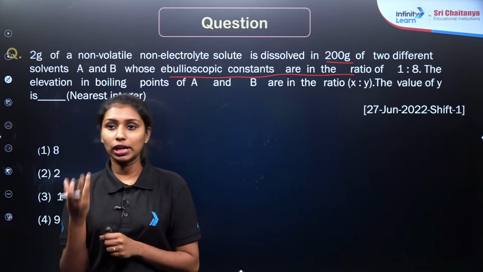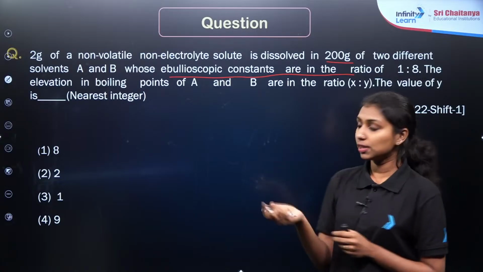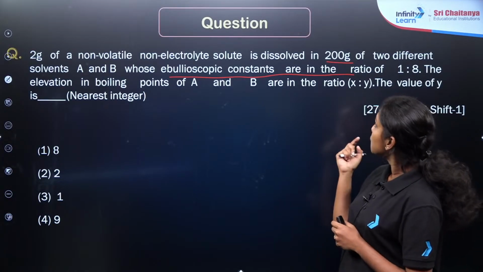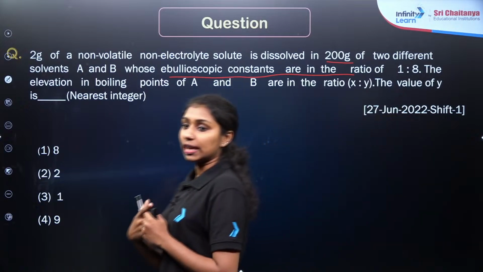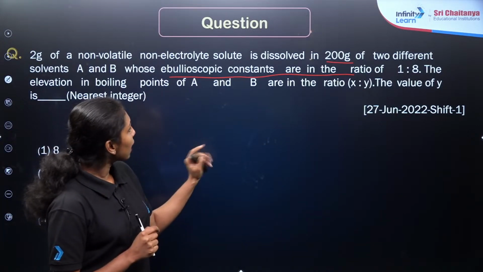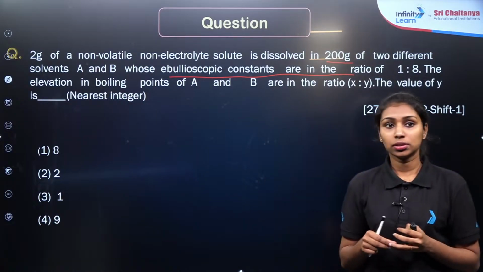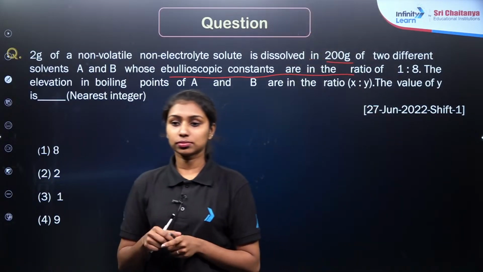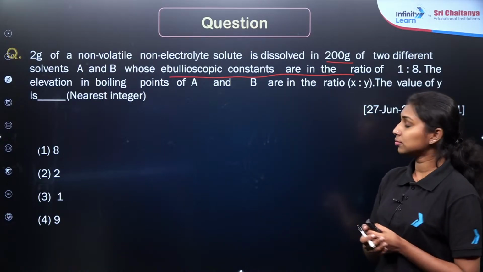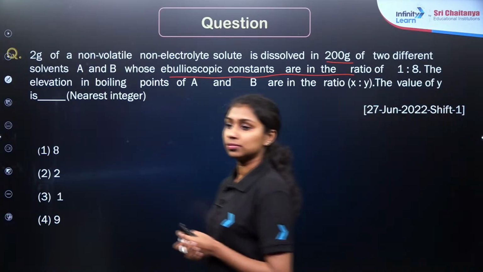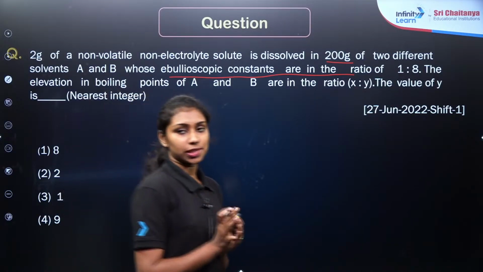2 gram of non-volatile solute is added to 200 gram of two different solvents, A and B, and the ratio of their ebullioscopic constants, the Kb values, is given here as 1:8. You need to find the ratio of their elevation in boiling point, delta Tb. Okay, how can we solve this question?